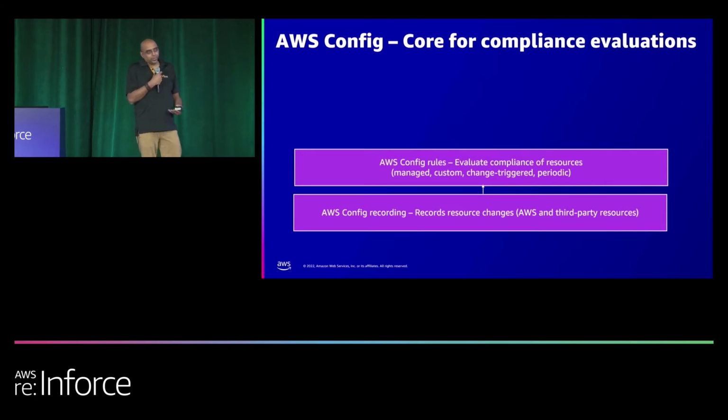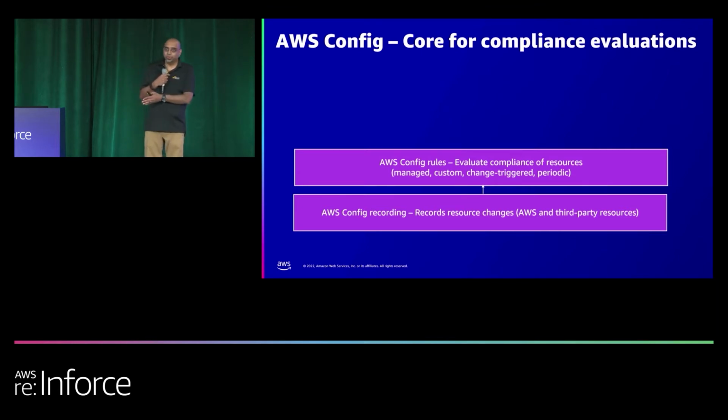So there are more characteristics with config rules. First, let's look at how these rules are authored. Right? So there are two types of rules. One is AWS authored config rules, which are out-of-the-box rules that AWS has authored. We have over 250 such rules today, and we're again constantly adding more rules. So these are called managed rules.